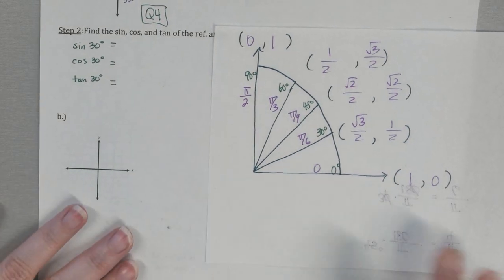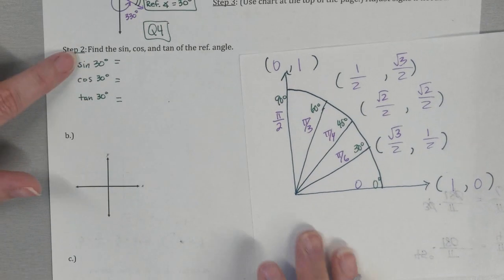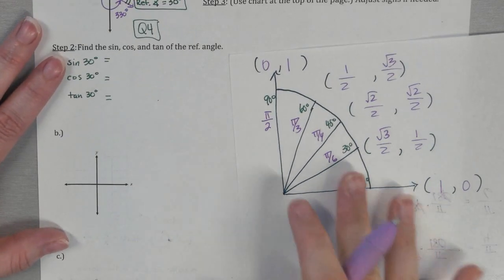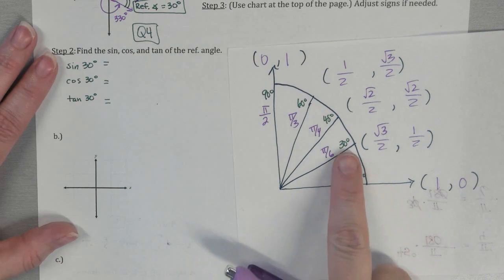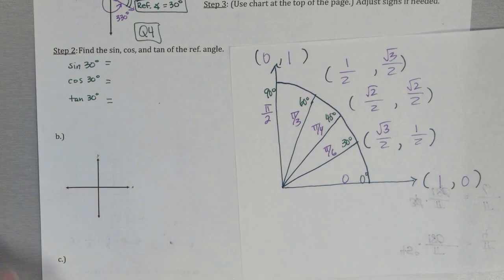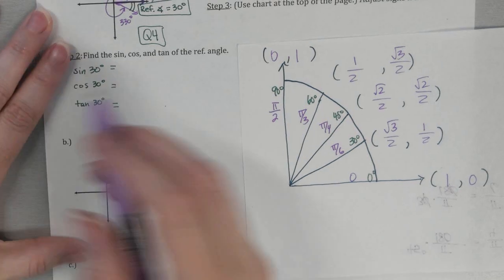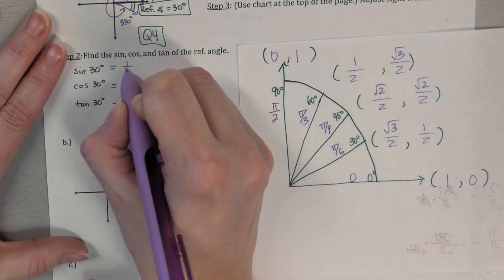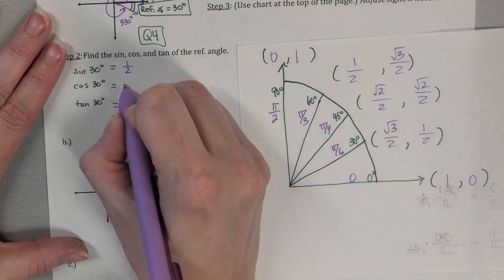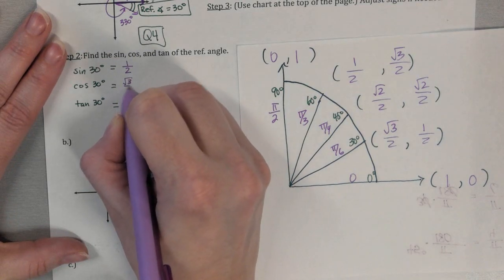Okay, so all you have to do now is, like I said, this will be your first question, so just look at this. At 30 degrees, what's the sine value? Is your sine the x or the y? The y. So the sine is 1/2. What's the cosine? Root 3 over 2, because that's the x.